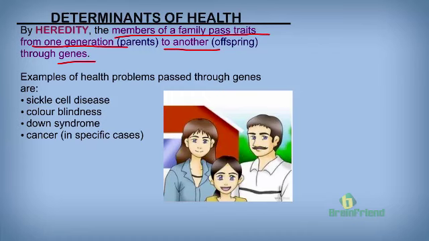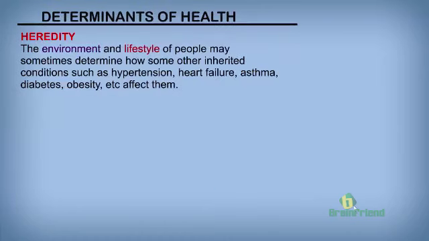Examples of health conditions that can be passed through genes are the sickle cell disease, color blindness, Down syndrome, cancer, in some specific cases. It's important for us to note that the environment and lifestyle of people may sometimes determine how some inherited conditions affect these people. For example, we have inherited conditions like hypertension, heart failure, asthma, diabetes, obesity. Okay, let's just use obesity as an instance.